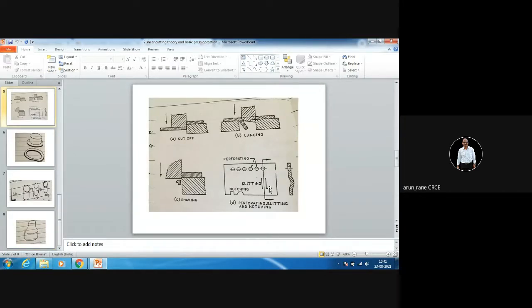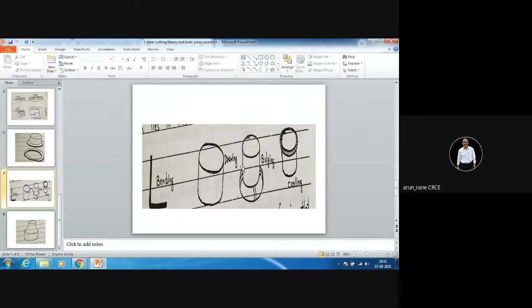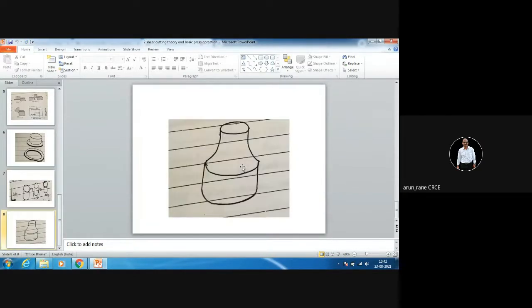Then these are the different operations. Shaving is used for finishing, and if the tolerances are very close, then that is your shaving operation. Perforating means series of holes, then notching, and then slitting. Slitting is not cutting. There is a difference between cutting and slitting. It just creates a slit. And this is your lancing operation. In lancing, the edge of the component is slightly bent, but it is not totally broken. Then you have different operations like bending, drawing, bulging, and so on.